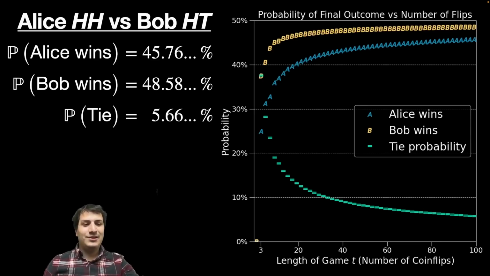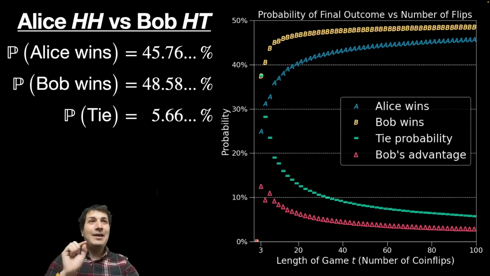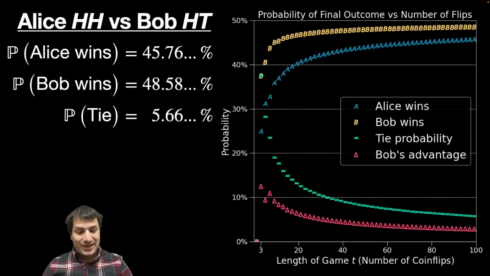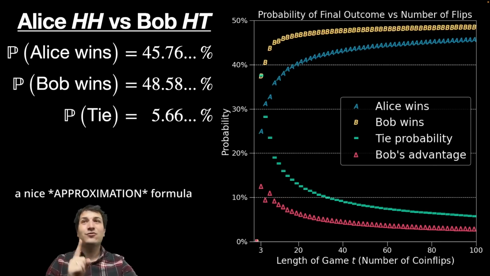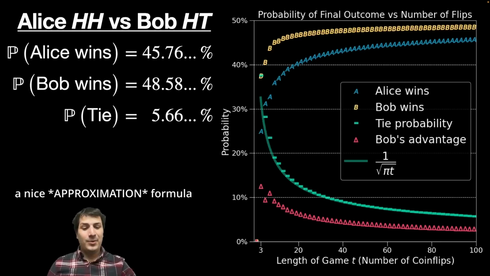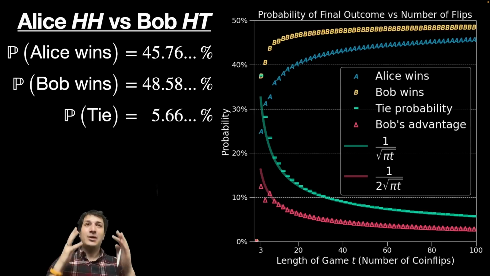Not only that, when I was doing this video, I realized something very interesting, which is that if you plot Bob's advantage, so we know Bob is higher than Alice, but if you actually take the difference and plot that as a number, you'll notice something interesting, which is that it's almost exactly half of the tie probability. And in fact, not only is it almost exactly half, there's a nice formula for both. So here's the nice formula. The probability of a tie is 1 over square root of pi t, and the probability of Bob's advantage, probability Bob wins minus probability Alice wins, is 1 over 2 square root of pi t.